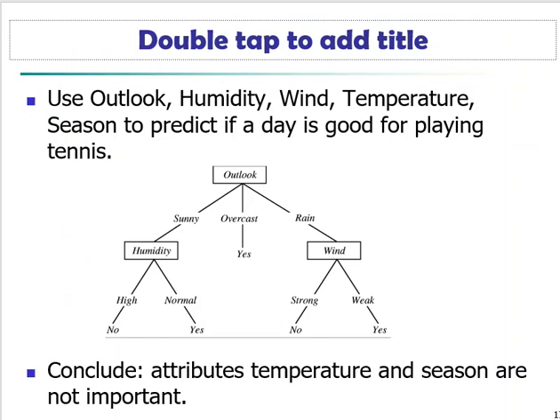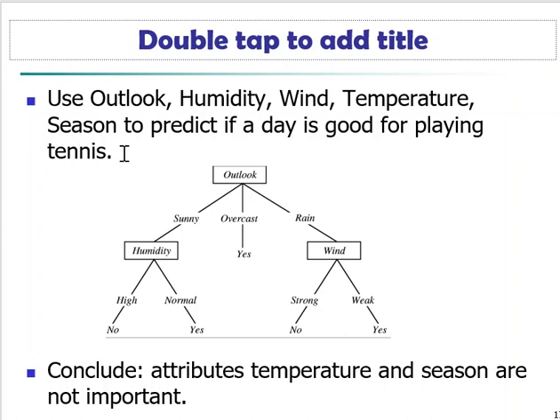I have one example here using decision trees. This is a classic example. Probably all the machine learning algorithm books, when they talk about decision trees, use this example. You are given a set of data on each day. The attributes describing the day are its weather outlook, humidity, wind, temperature, season. Using this data to predict if a day is good for playing tennis.